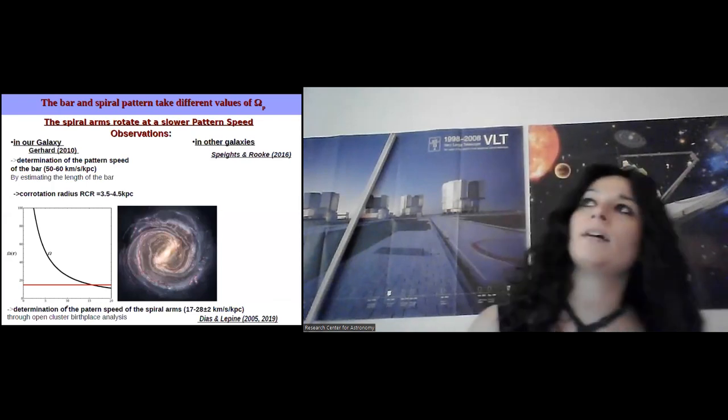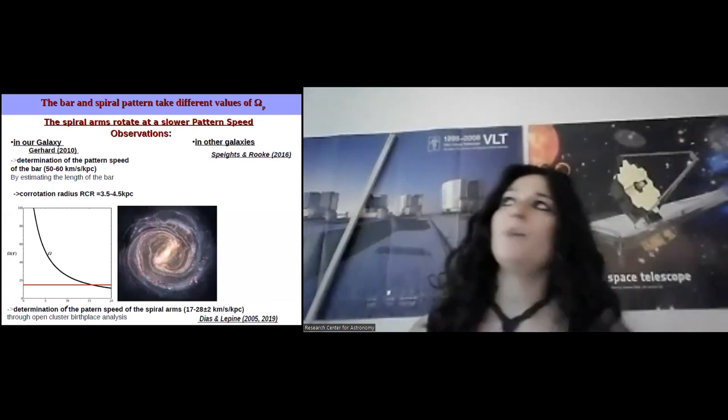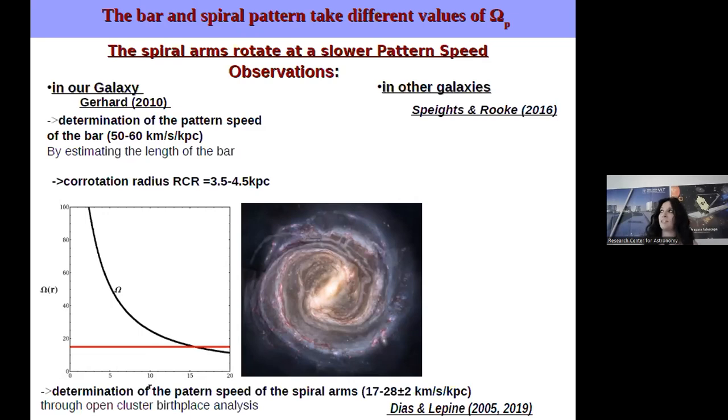However, there were some works that were based even on observational data, observations in our galaxy and also in other galaxies. I have given you here some bibliography. There are some works that provide evidence that the spiral arms rotate at a slower pattern speed, half the value of the pattern speed of the bar. In our galaxy, a way to determine the pattern speed of the bar is to estimate the length of the bar. The length of the bar is considered to be within the limits of the corotation radius.